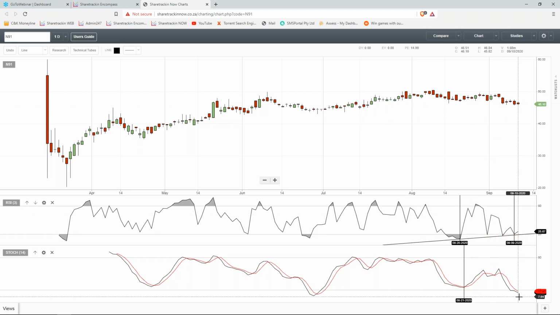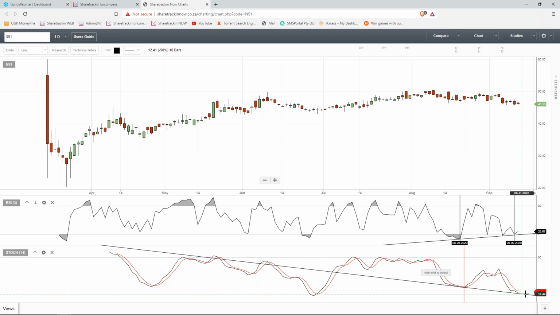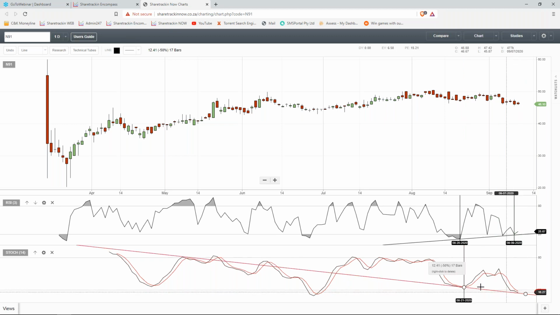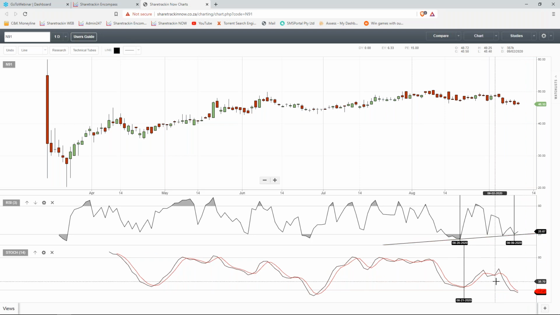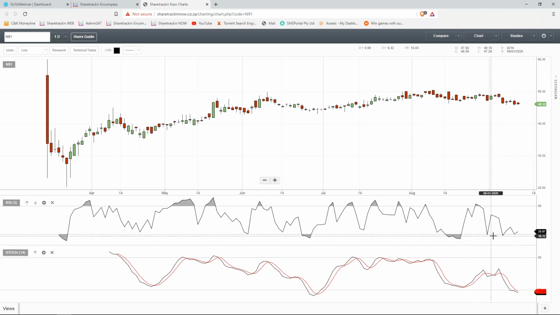Okay, so then your stochastic would also give you the crossover, as it did over here. Although your stochastic is in a divergence trend over there, it shows you that it's down. Your relative strength index is a little bit stronger than what your stochastic would be. Okay, so this share, I would say you can either go and add onto a watch list, or you can go and buy the share directly, and see if it's going to make that turnaround.